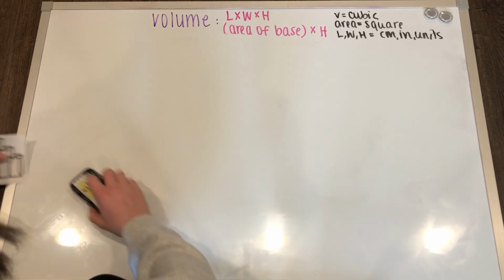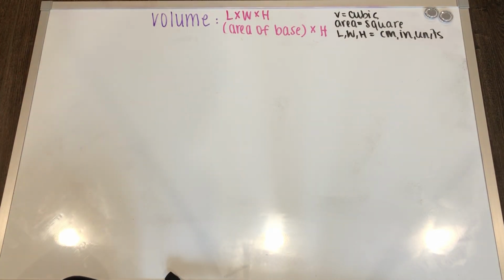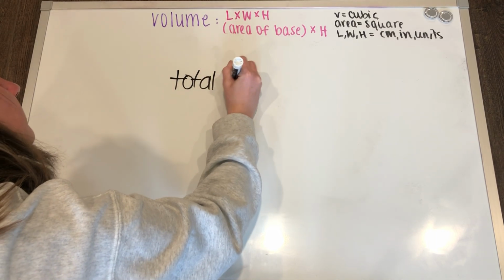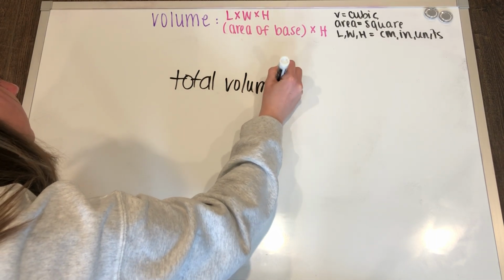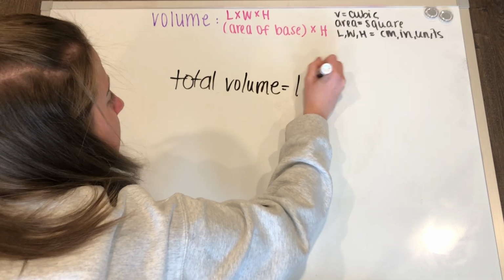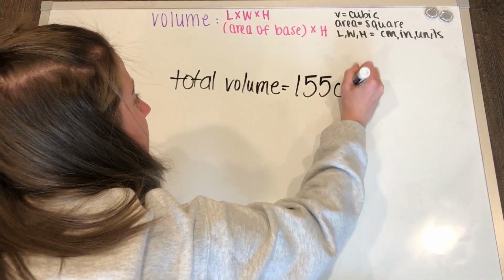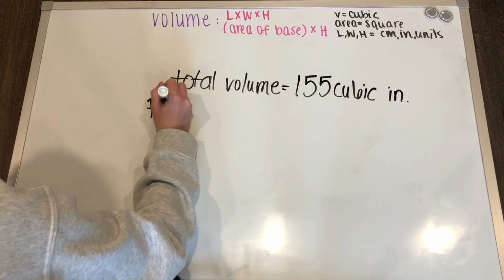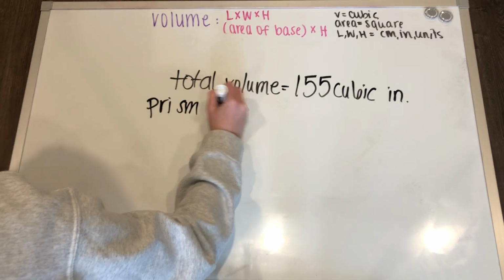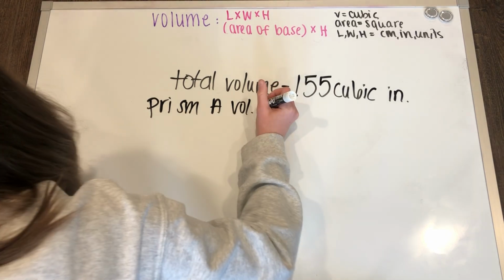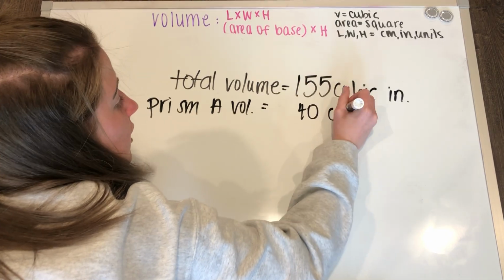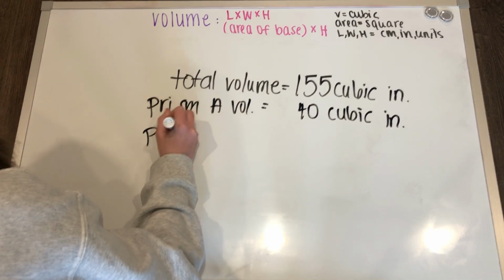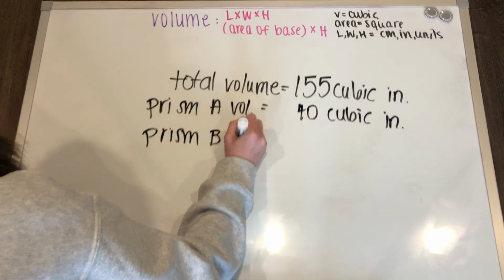Now, what if instead of us finding the total volume, we're given the total volume? So the total volume is 155 cubic inches. And the volume of prism A is equal to 40 cubic inches. What is then the volume of prism B?